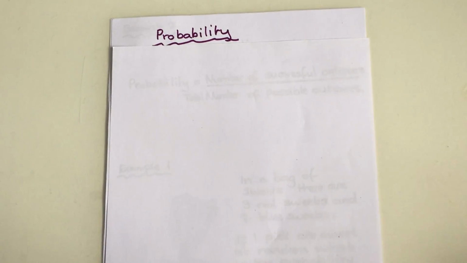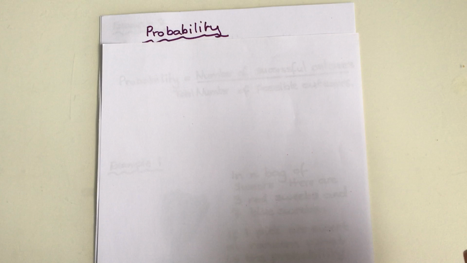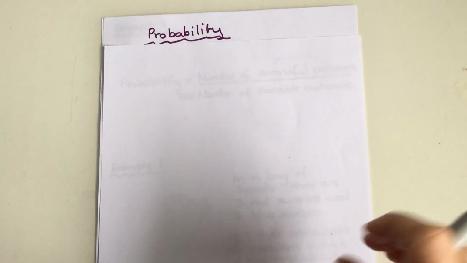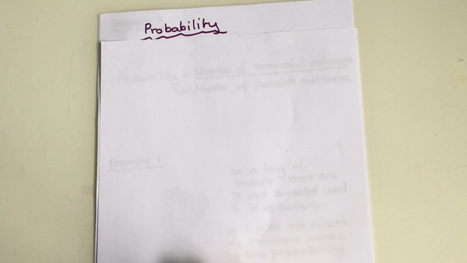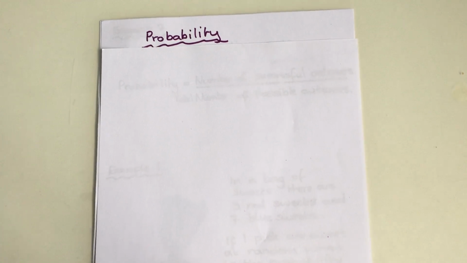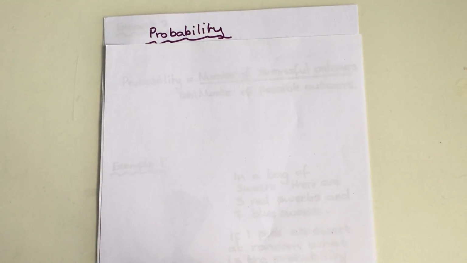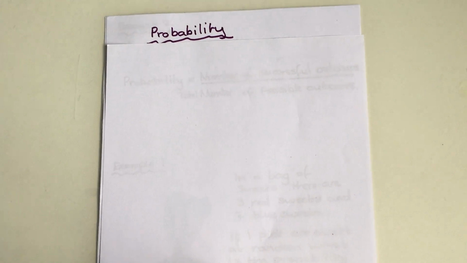Hello, today's lesson is on probability. Now, probability means the chance of something happening. Okay, and today we're going to look at how we can write probabilities in terms of numbers.